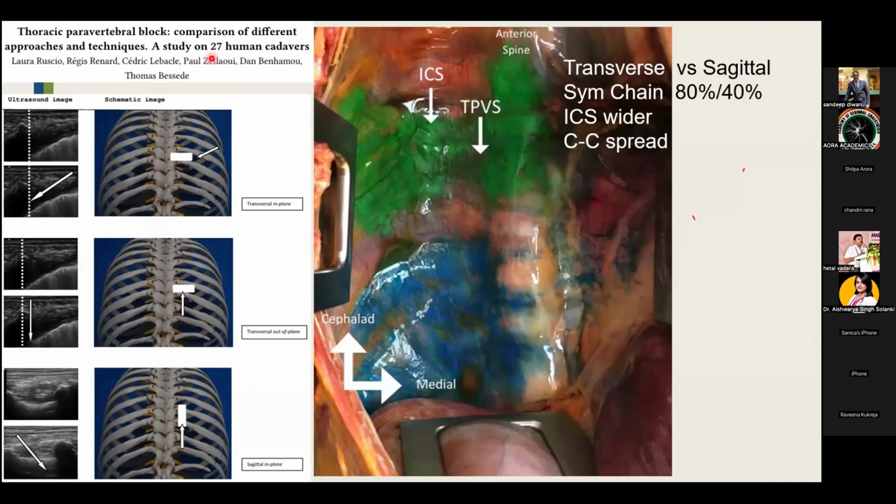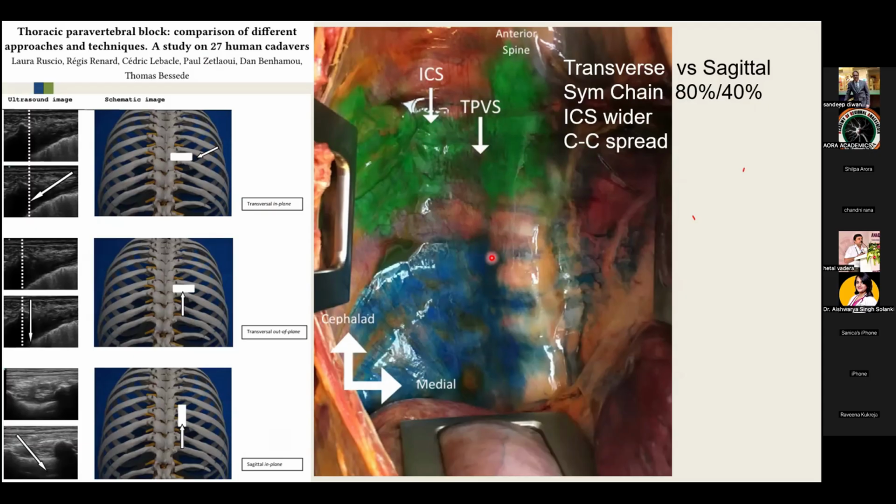Another similar study had a lot of cadavers, 27 cadavers, and again you can see the transverse in plane, then the transverse out of plane, and the sagittal in plane. Same thing: the transverse versus sagittal, they had the sympathetic chain blocked 80% of the time. This is the area where the sympathetic chain would lie, the prevertebral area. And this is the thoracic paravertebral space, and this is the intercostal space. Again, the intercostal space was wider, and the craniocaudal spread was wider.